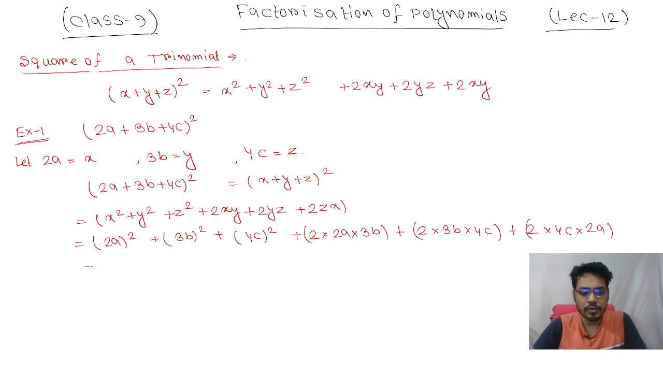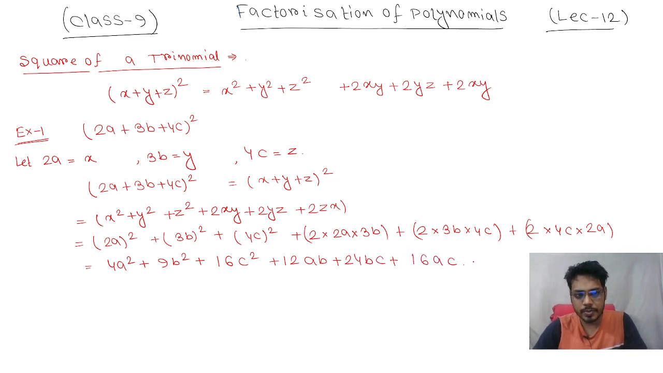That's it. So now we can square it. 2a whole square is 4a square, 3b whole square is 9b square, plus 4c whole square is 16c square, plus 12ab plus 24bc plus 16ac. That will be the square of the trinomial 2a plus 3b plus 4c its whole square.